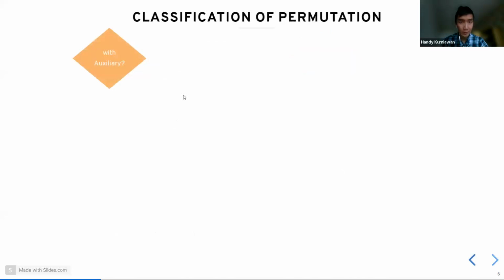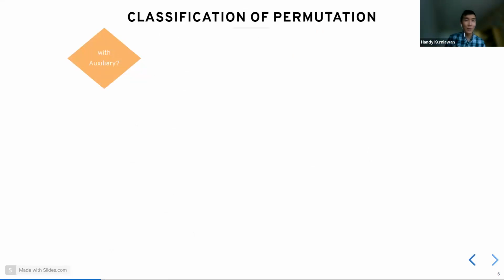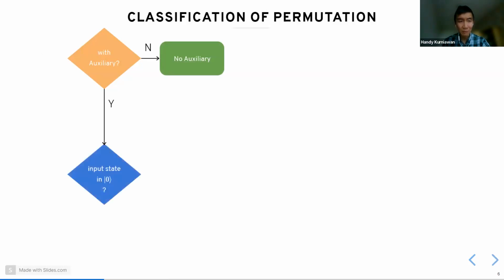All right, thank you, Ankit, for the introduction. Now, the question is, how do we classify the MCT permutation? It is easy. We just need to start by asking ourselves whether the circuit comes with auxiliary qubits or not. If it doesn't come with auxiliary qubits, we can classify it as no auxiliary. And if it comes with auxiliary qubits, then we need to ask another question: whether the input state of these auxiliary qubits starts from zero or not. If it doesn't start from zero, then it can be considered as dirty.